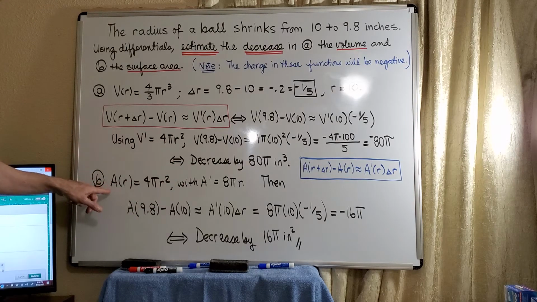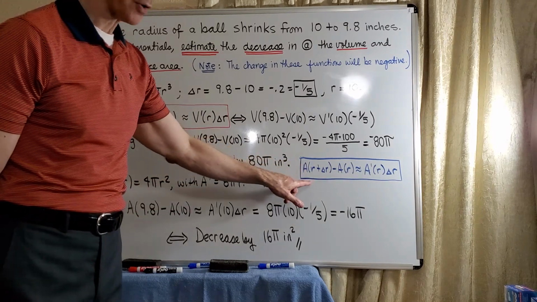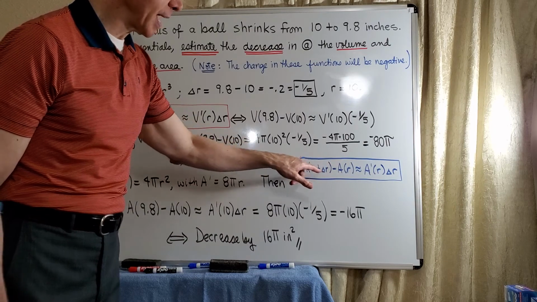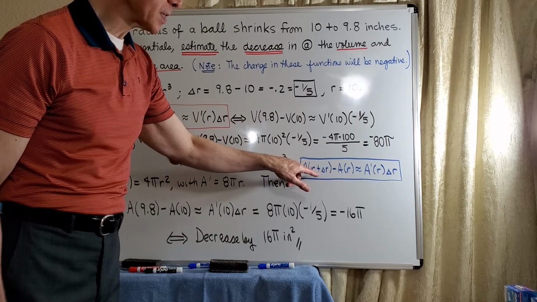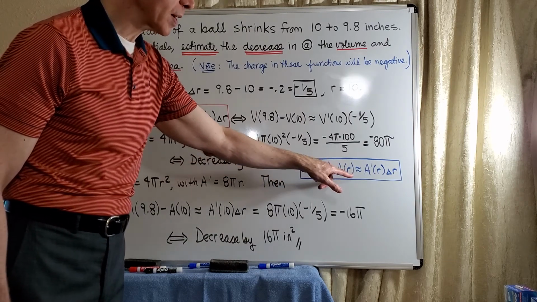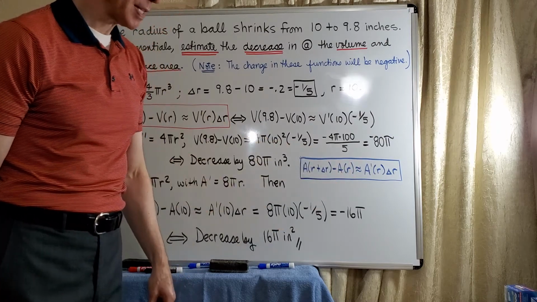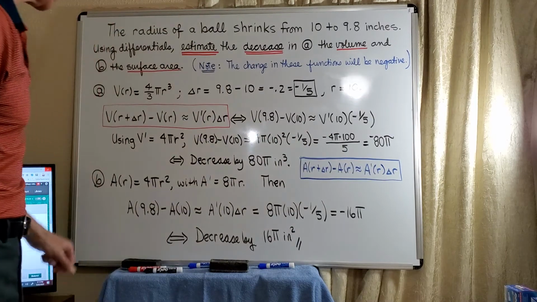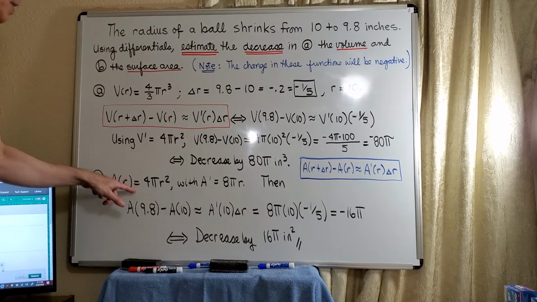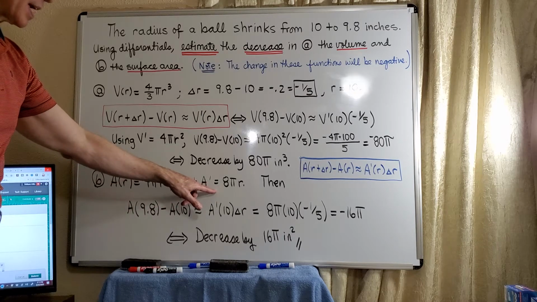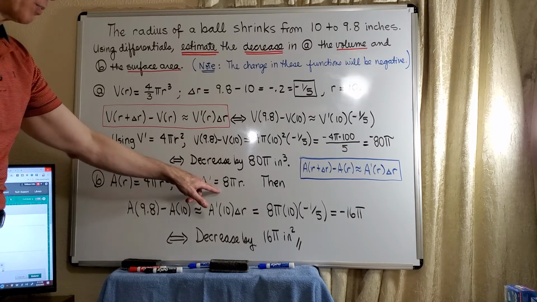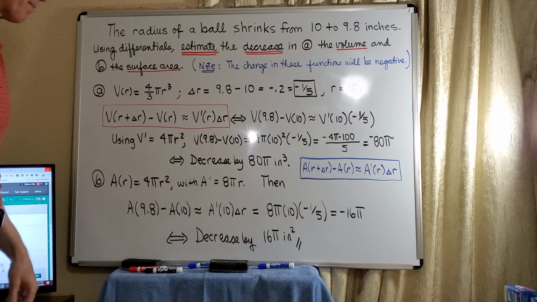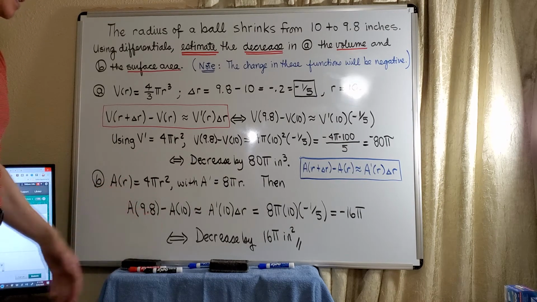Now for the area, we have the same formulation. I wrote this in the blue box here. That is, the change in the area, that is a of r plus delta r minus a of r, is approximately a prime of r times delta r. So again, all we need to do is evaluate this term. Now when we look here, using the formula for the area of the sphere, we just take the power rule again, and we get 8 pi r. Very simple.